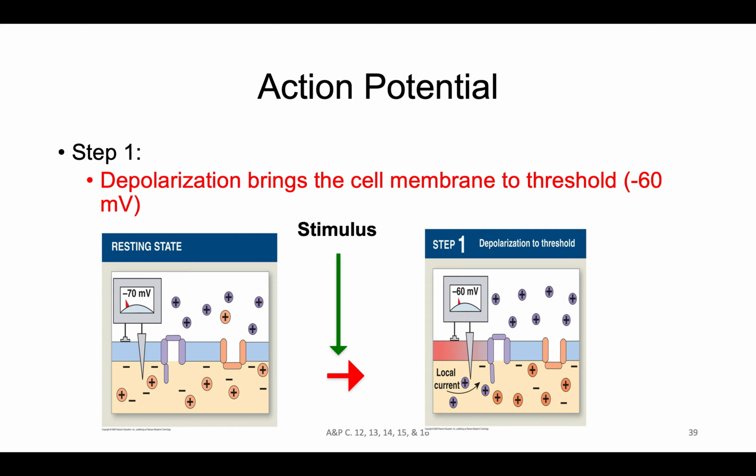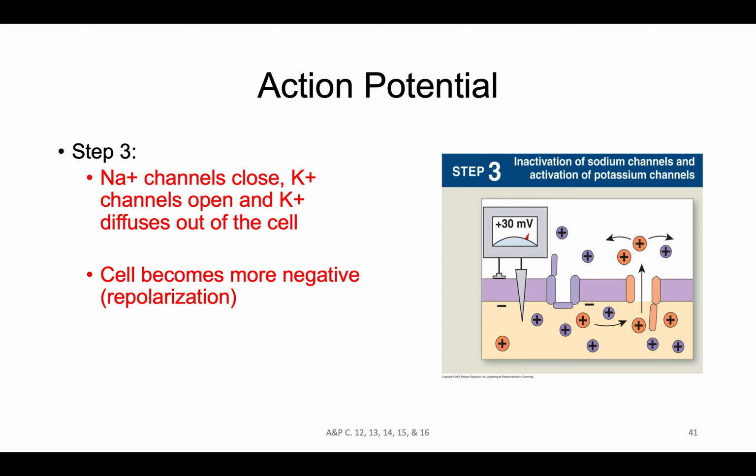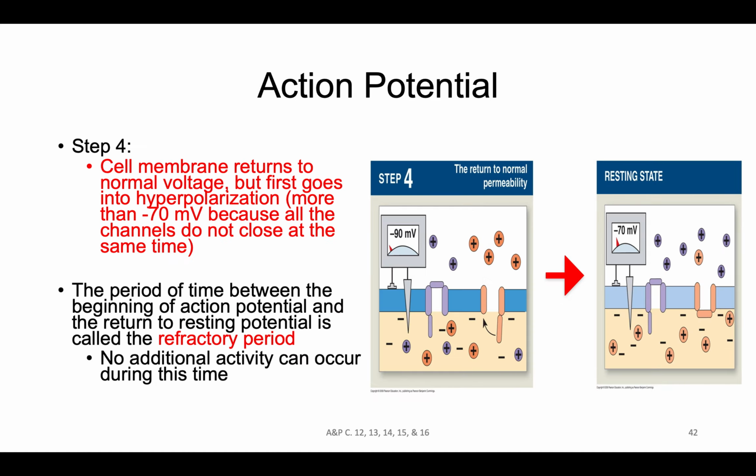So I like to think of action potential in steps. It makes it a little easier for me. Step 1 of action potential is depolarization, which brings the cell membrane to the threshold potential of negative 60 millivolts. When that happens, step 2, the voltage-gated sodium channels open and sodium is going to flood into the cell and the cell becomes more positive, like we said, depolarization. Then step 3, those sodium channels close and potassium channels open up, and potassium is going to diffuse out of the cell, which causes the cell to become more negative, or repolarization.